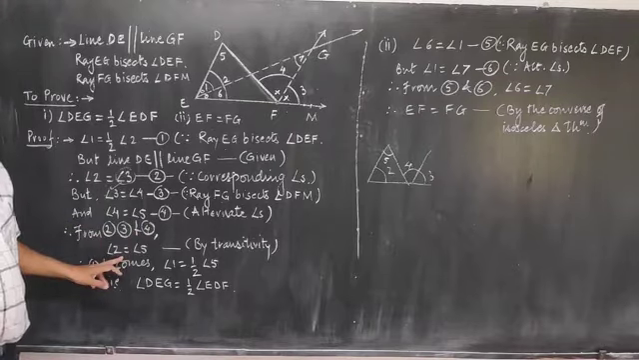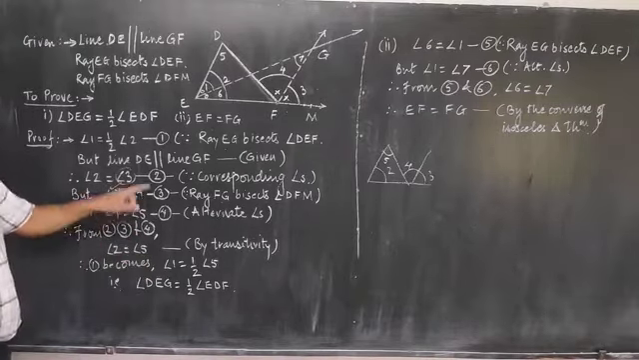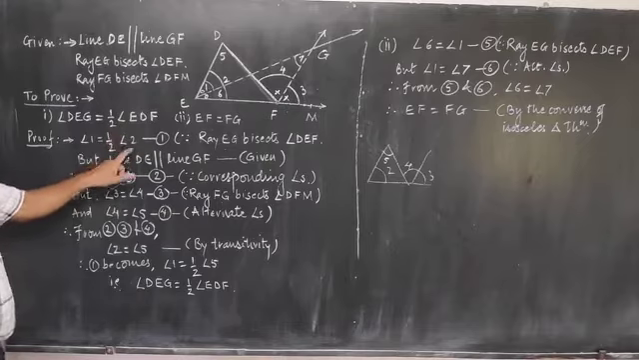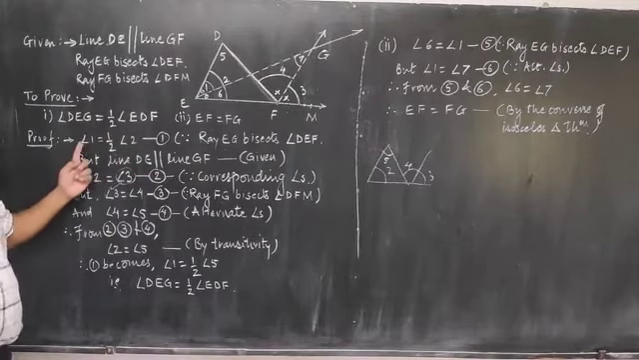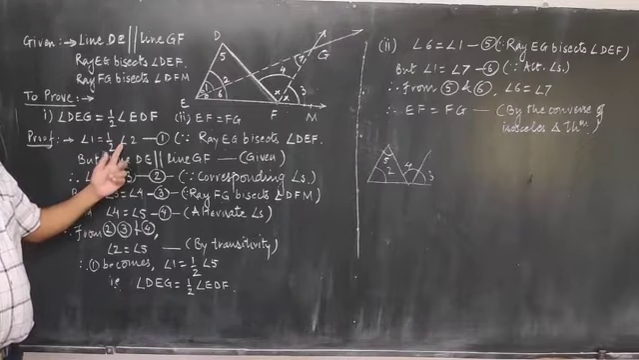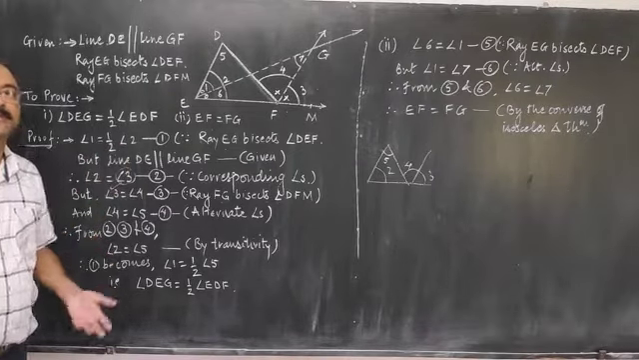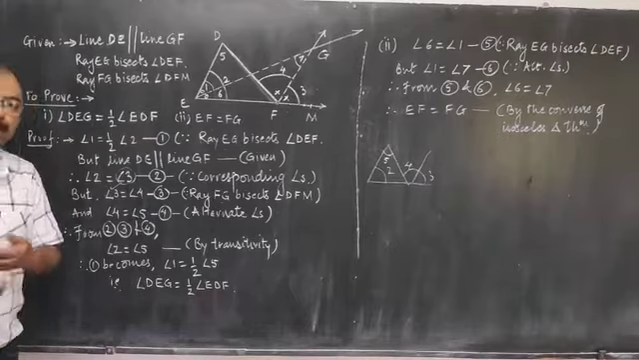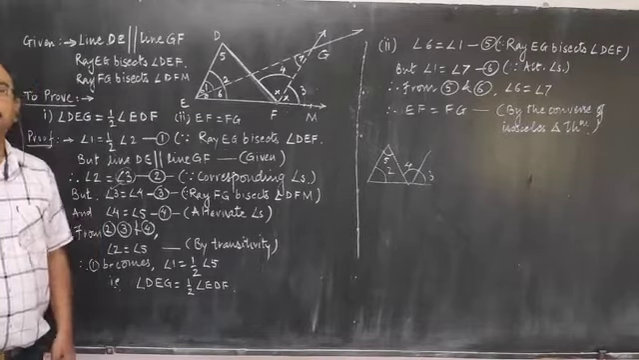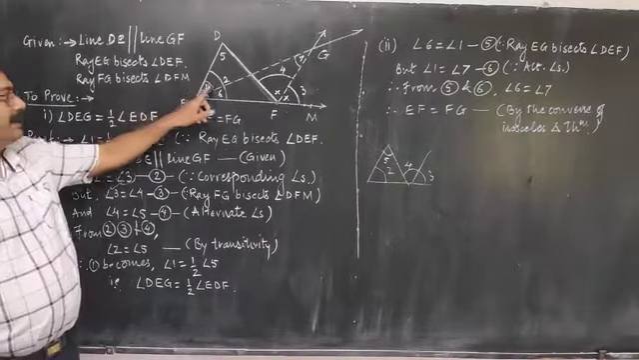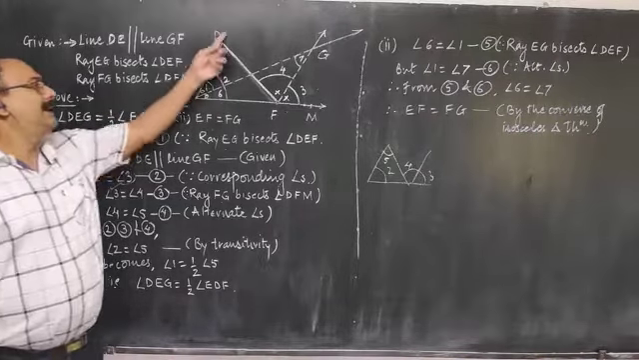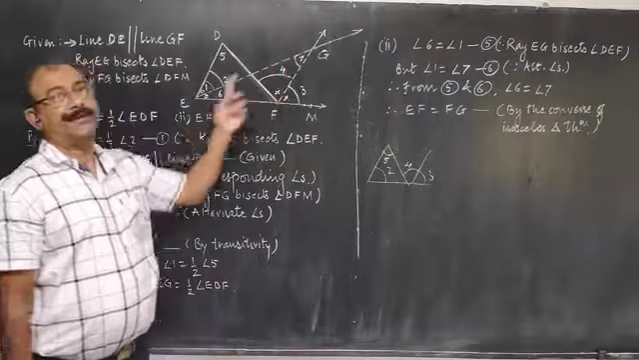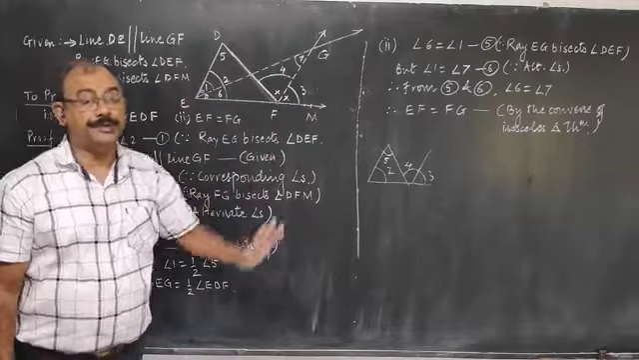So now we are going to replace angle 2 by angle 5. In equation number 1, wherever angle 2 is there, I replace it by angle 5. So what I get? Angle 1 is half of angle 5. This is what we had to prove. Only we have to express it in terms of the names of the vertices. Therefore, angle DEG is half of angle EDF. So the first part is proved.